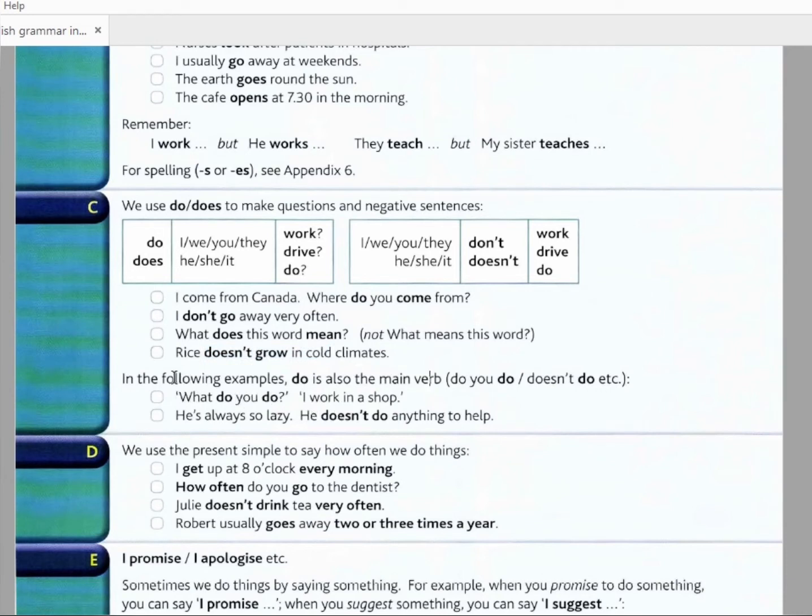So sometimes we have do, which is also the main verb. For example, you'll say do you do, or you can say doesn't do. So do in here, this is the main verb, no problem. For example, the same as we have, for example, drive, or maybe we have do. So this do is different than this do, for example. This do is different than this do.